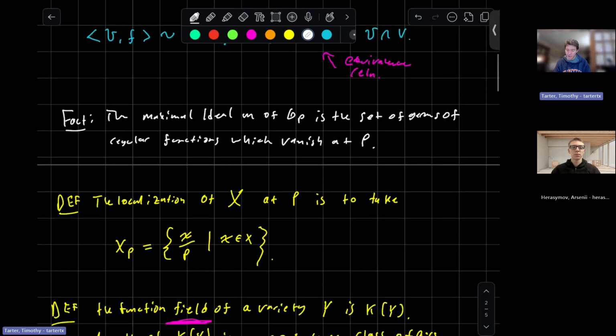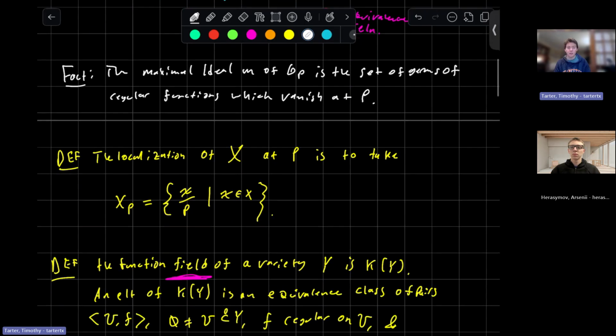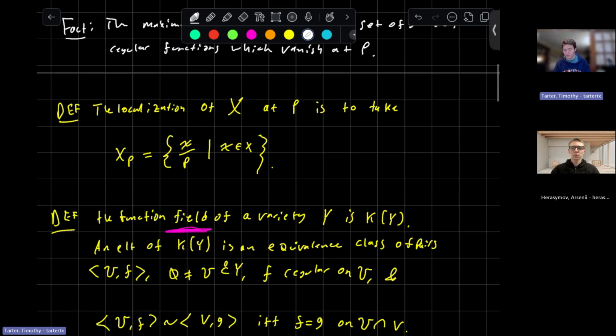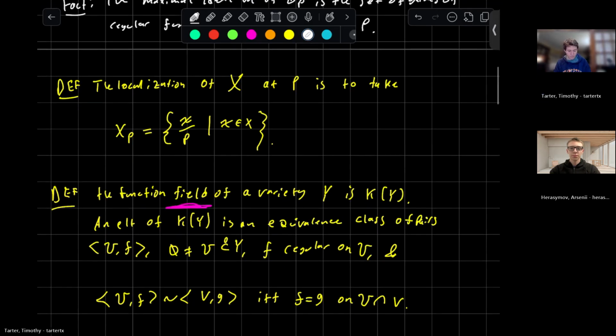And then the maximal ideal of a local ring is basically the set of germs of regular functions which vanish at P. And so this actually tells us a lot about the global structure of the ring based off of local rings. And the reason I emphasize that is because we will later talk about a type of ring which is going to tell us about hyperlocal structure, whereas this actually tells us about global structure.